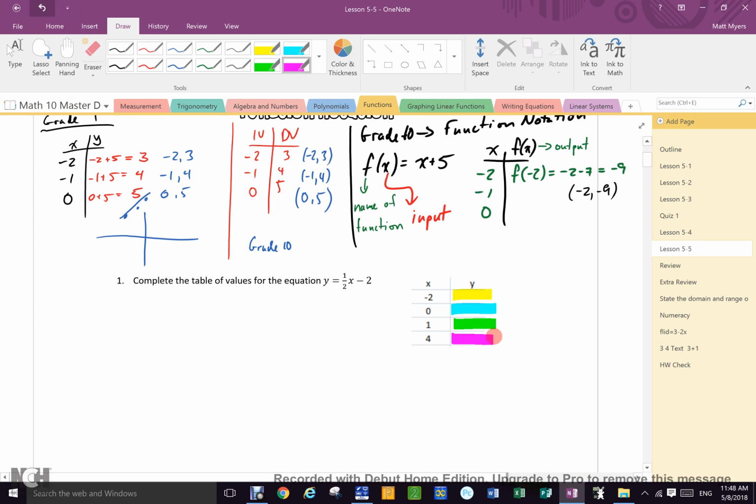How am I going to fill in the yellow box? What would I do if this was grade 9? I would take the equation, y equals 1/2 x minus 2. And what would I do with my input values? I would input them. Where, Kingston? Where the x is.